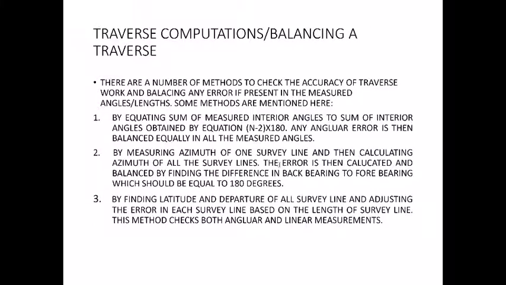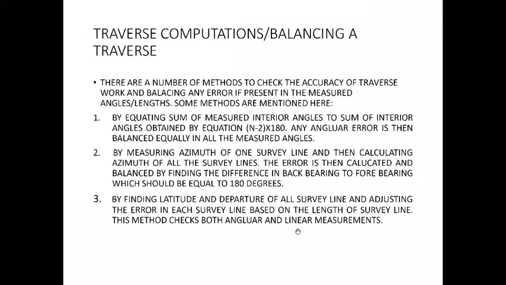Similarly, if you're working with bearings, you can apply that check of forward bearing minus back bearing being equal to 180 degrees, and if it's not, then you can balance those bearings the way we discussed before. But there is one other way to do it, that is by finding latitude and departure of survey lines. We'll discuss in a bit what that is, and adjusting the error in each survey line based on the length of the survey line. So the adjustment is done based on the length of the survey lines, and this method checks both angular and linear measurements.